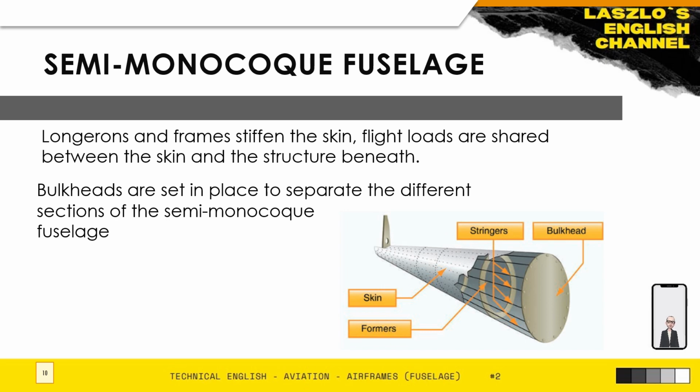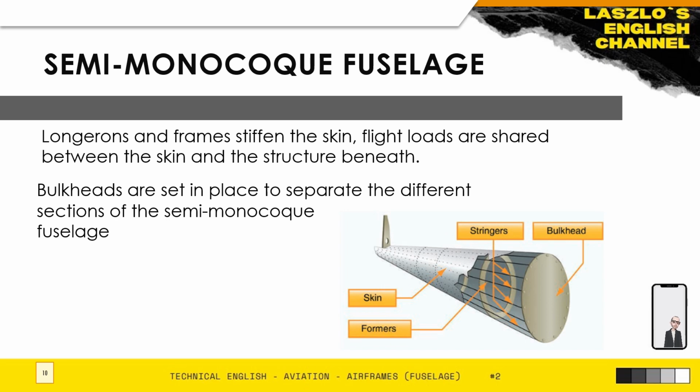Okay, this type of stressed skin fuselage construction is called semi-monocoque or semi-monocoque, of course, depending whether you are following British or American English pronunciation. So in semi-monocoque fuselages, the longerons and the frames stiffen the skin, and flight loads are shared between the skin and the structure beneath.